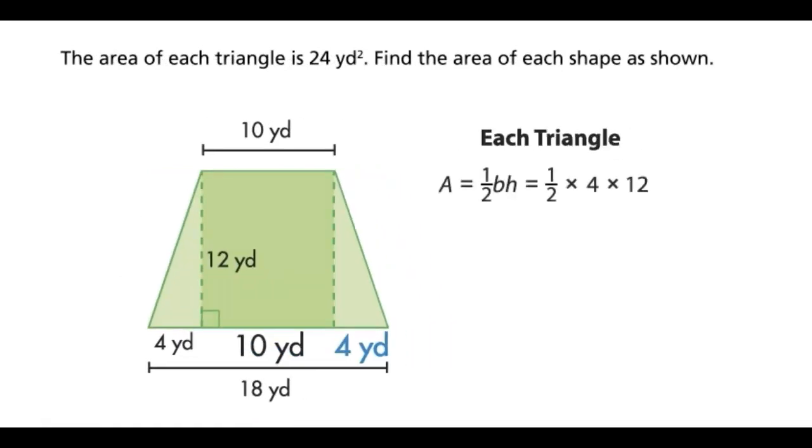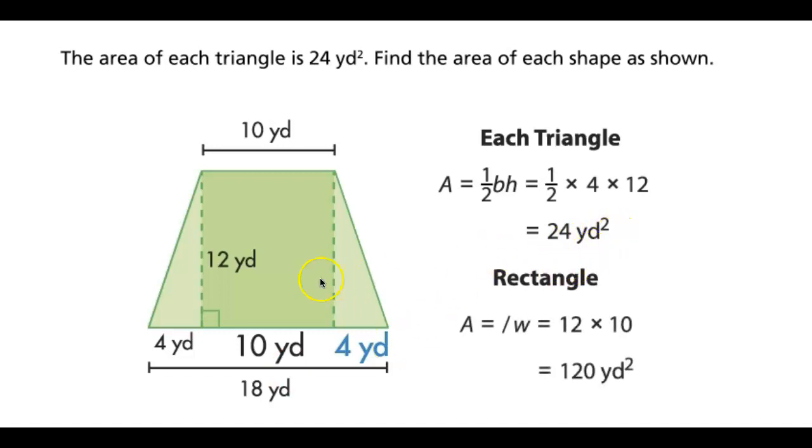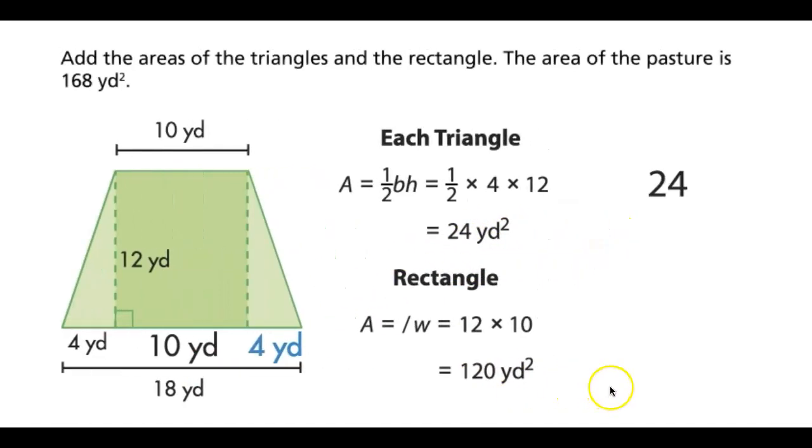So the area of the triangle is 1/2 times 4 times 12. We're gonna have 24 square yards, and the rectangle becomes 120 square yards. So we're gonna add the areas. The area of the pasture is 168 square yards.